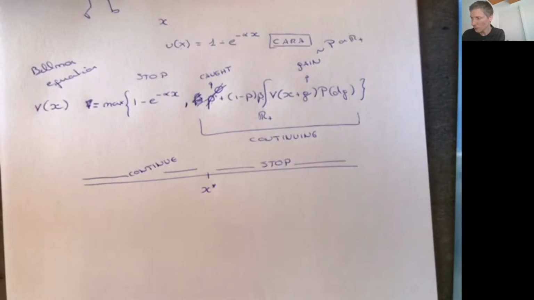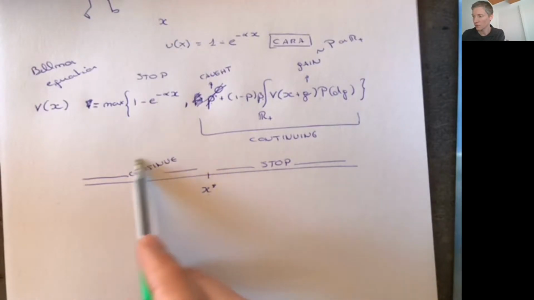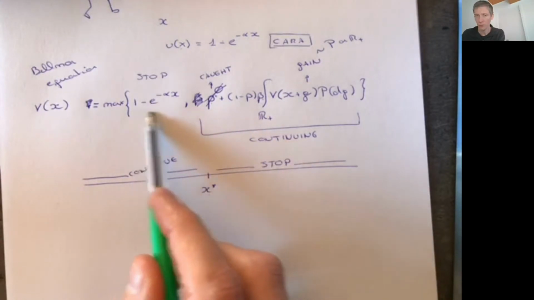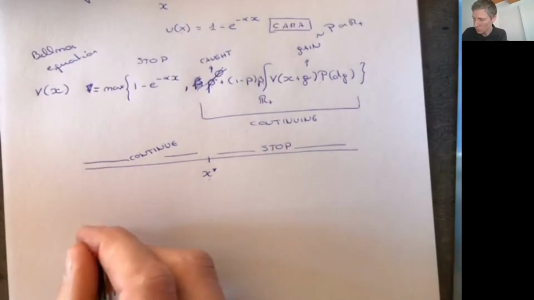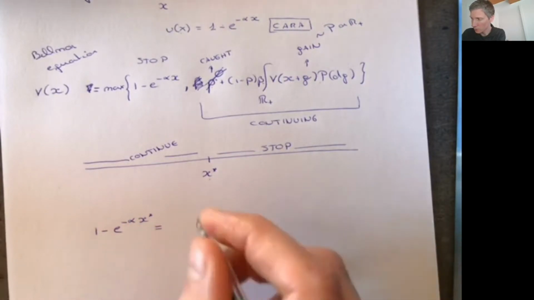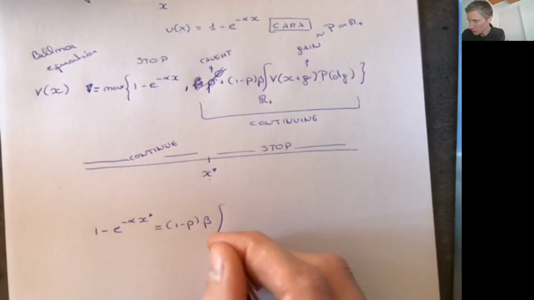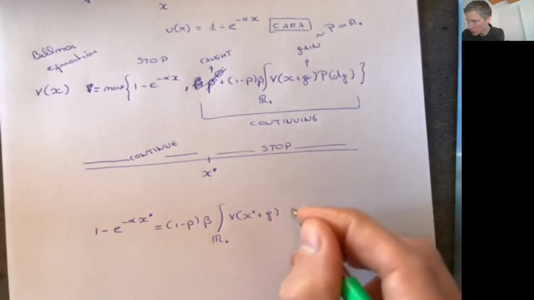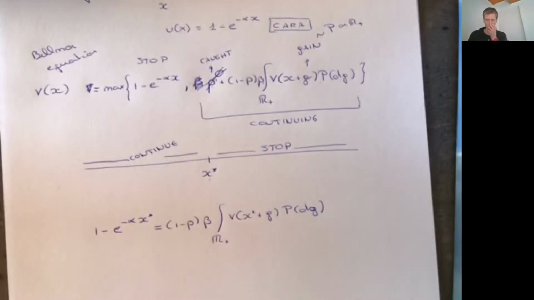Okay, so first thing that we can do is we can try to determine X star, because at X star he's indifferent between continuing and stopping. Well, we know that this here at X star should be equal to this value at X star. Okay, so 1 minus e to the minus alpha X star is going to be equal to 1 minus p times beta, and then the integral over R plus of v of X star plus g, times the probability.